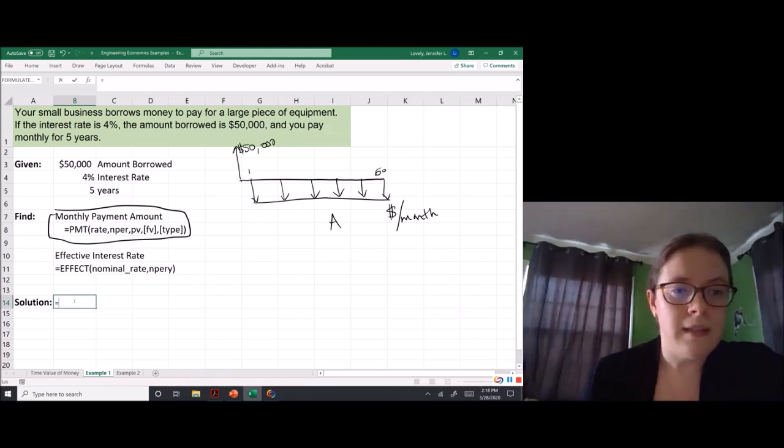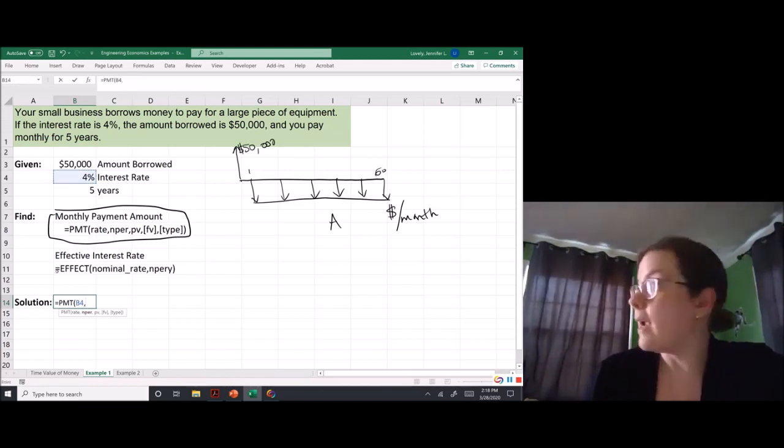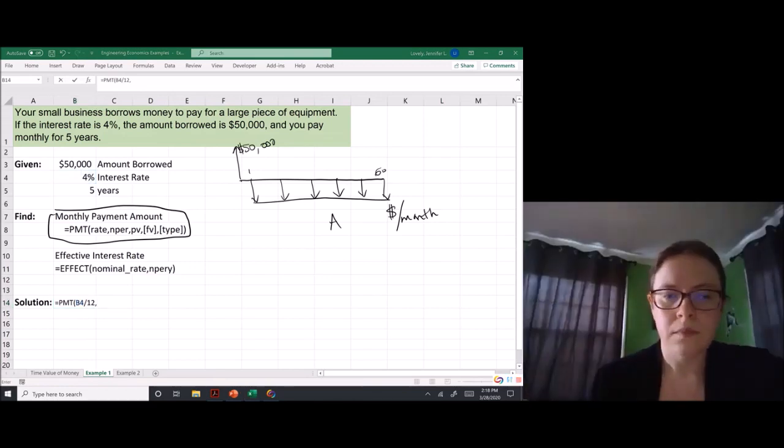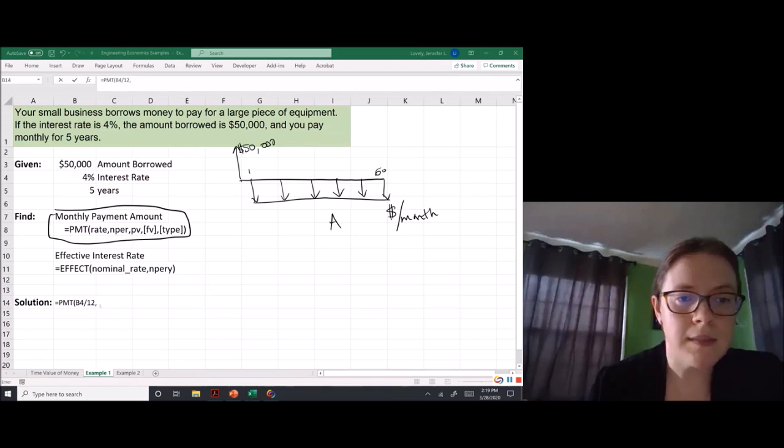The rate is 4%, so I'm just going to highlight B3. Actually, sorry, I do have to divide that number by 12 because it is per month. I do have to divide that value by 12 since it is monthly. The N period, so that's going to be our number 60. So 5 years times 12 months per year is 60. The present value is $50,000.